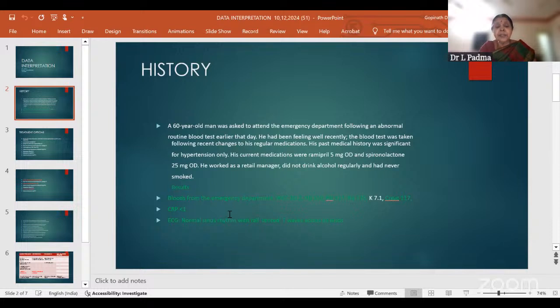And the results of the blood tests from the emergency department: almost all of them are normal. Creatinine is a little on the higher side. Potassium, of course, is very high, 7.1. And the ECG is also almost normal. So here you have to remember ramipril, spironolactone, and potassium levels.